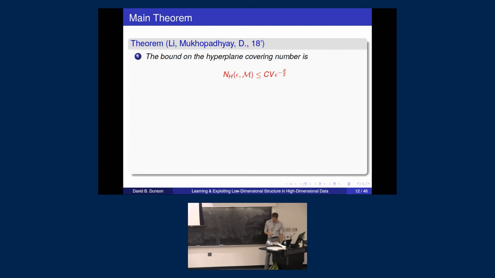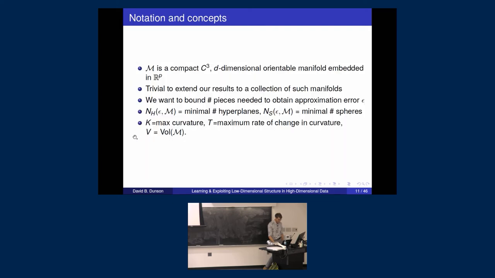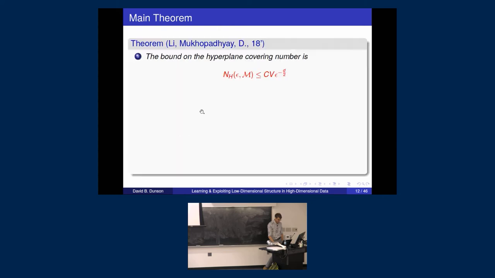So we get tight bounds on the covering number, and we even have a handle on the constants. The bound on the number of hyperplanes needed is like C V epsilon^(-d/2). Remember, V is the volume of the manifold, epsilon is the approximation error, and d is the dimension.